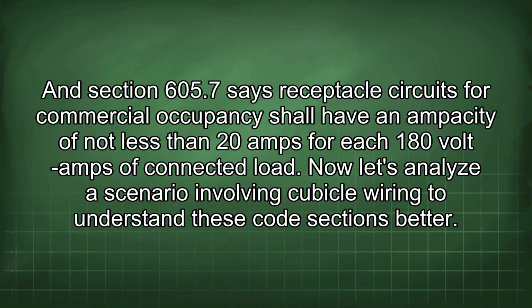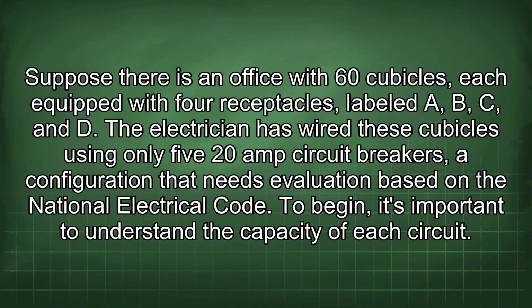Now let's analyze a scenario involving cubicle wiring to understand these code sections better. Suppose there is an office with 60 cubicles, each equipped with 4 receptacles, labeled A, B, C, and D. The electrician has wired these cubicles using only 5 20-amp circuit breakers, a configuration that needs evaluation based on the National Electrical Code. To begin, it's important to understand the capacity of each circuit.